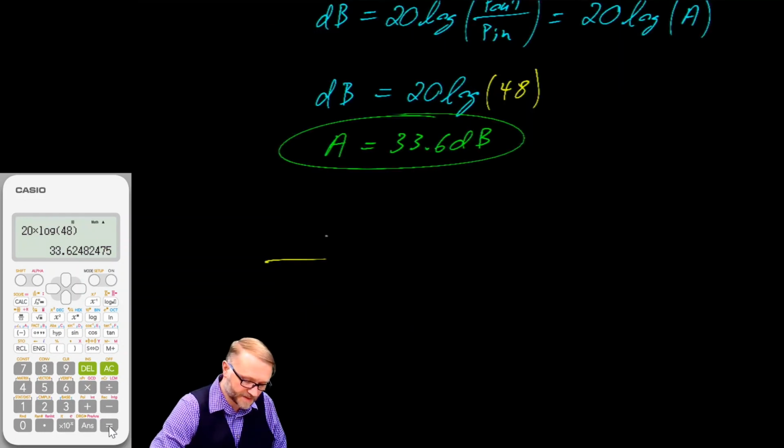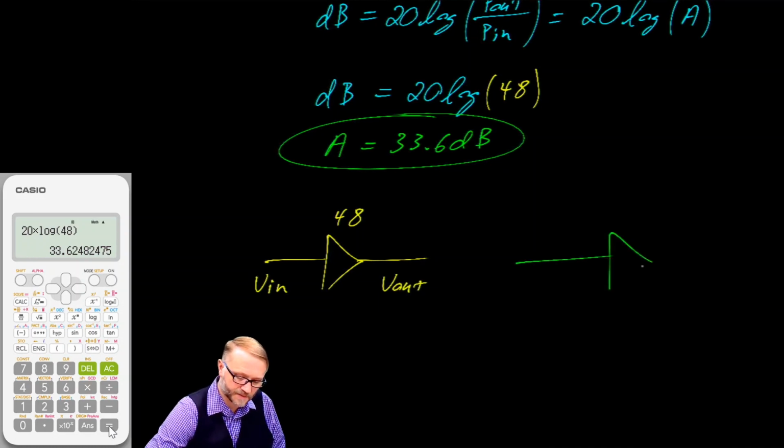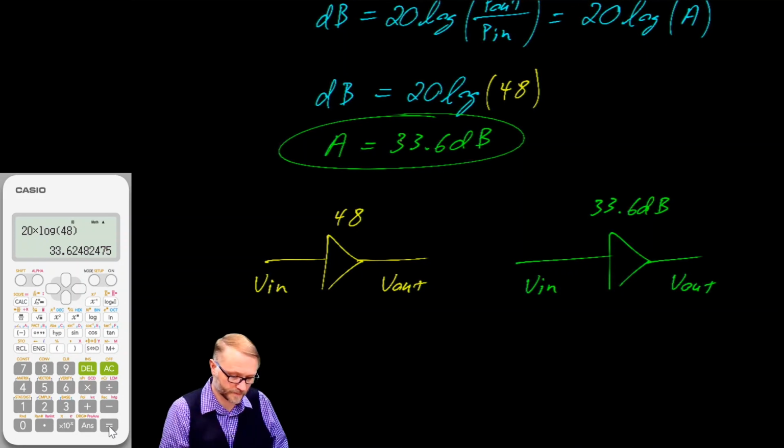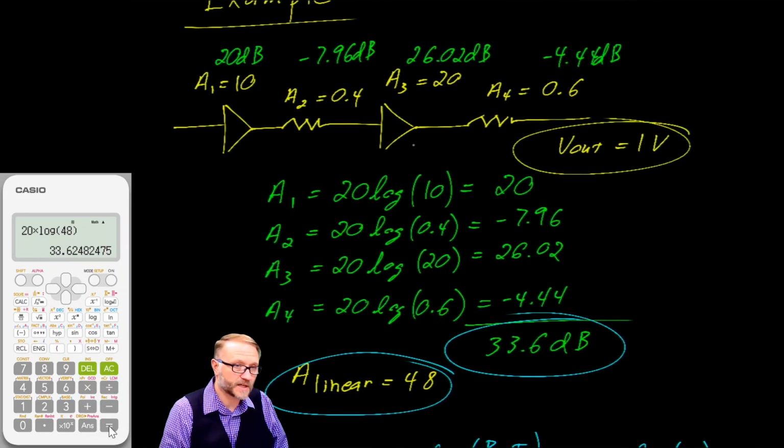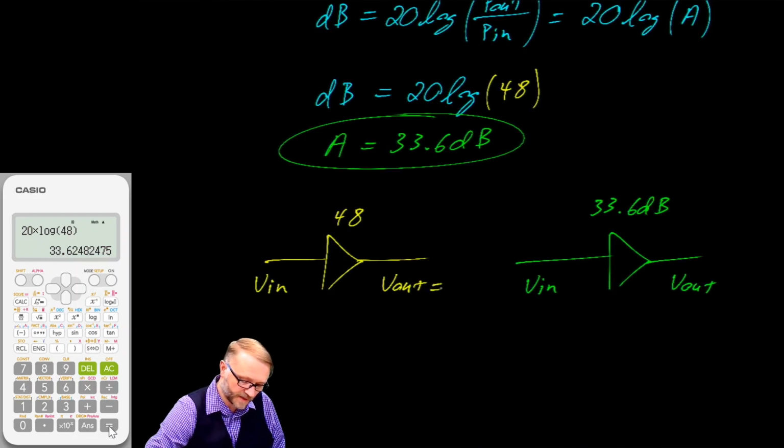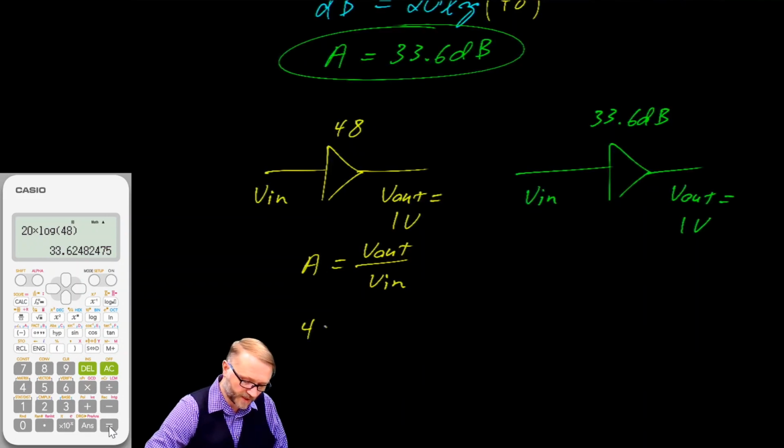And one more time, that means that talking about a system with a gain of 48, where this is V in and V out, is equivalent to saying this: V in, V out, 33.6 dB. Same thing. If we go back to the beginning, we talked about a voltage output of 1 volt. So V out is 1 volt. Same over here. On the linear side, we say gain is equal to voltage out over voltage in. That's 48 is the gain, is equal to 1 over V in. Therefore, the input voltage is equal to 1 over 48.